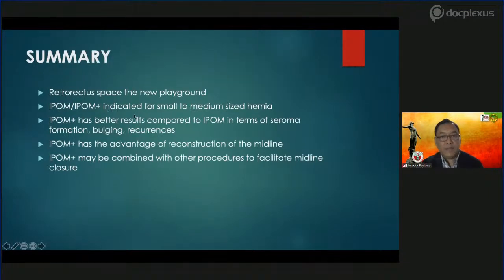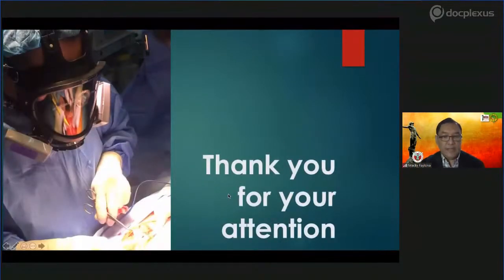IPOM and IPOM Plus are indicated for small to medium-sized hernia. Of course, the IPOM Plus gives better results compared to the IPOM in terms of seroma formation, bulging, and recurrences. And the IPOM Plus has the advantage of reconstruction of the midline, and this may be combined with other procedures such as endoscopic component separation to try to facilitate the midline closure. I think that's the last slide, and I would like to thank you all for your attention.